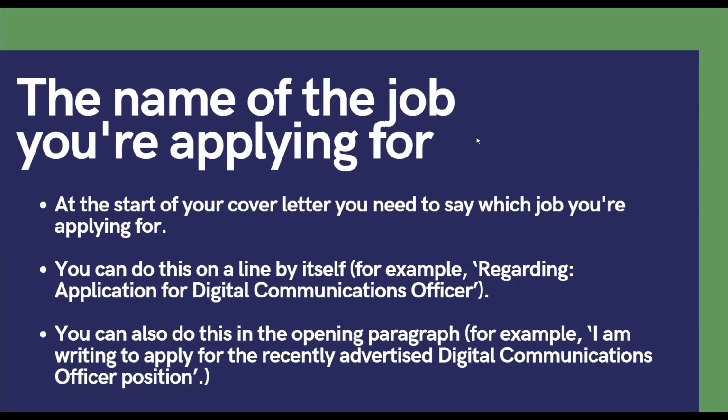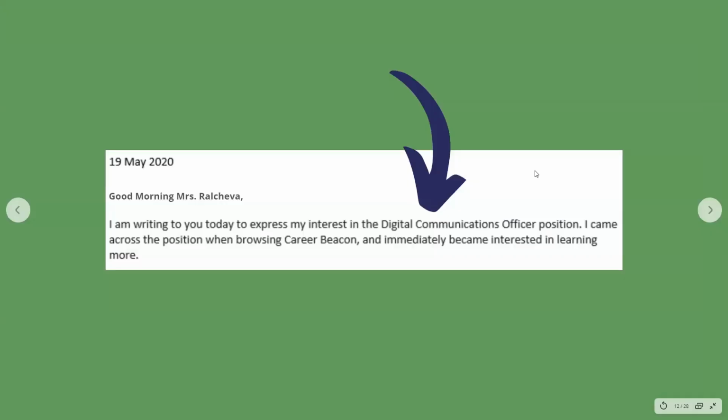So for this example, I've used the digital communications officer, and I will show you examples of both ways that it's acceptable to do this. So here it says, 19 May 2020 is the date. "Good morning, Mrs. Alcheva. I'm writing to you today to express my interest in the digital communications officer position," right? Perfect, that's good. Now the reader knows what you're applying for, all right? They know what you're messaging them for. It should also be included in the title as well, but make sure you're mentioning it here.